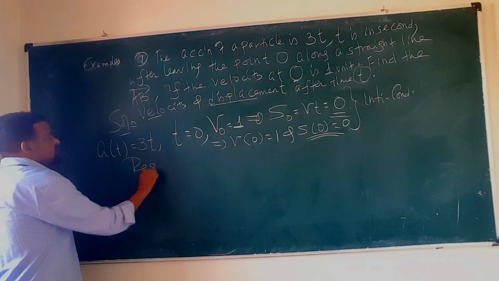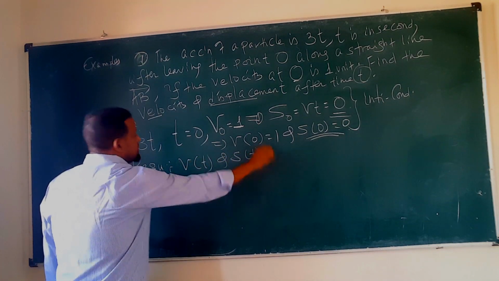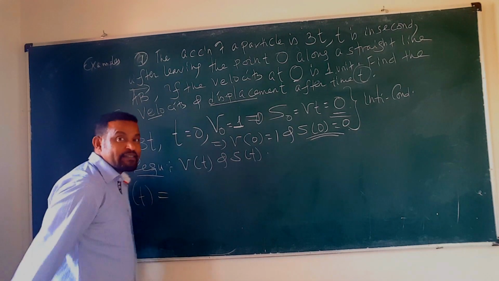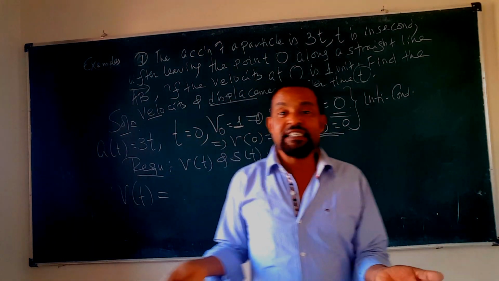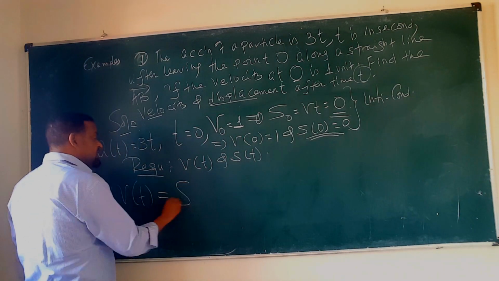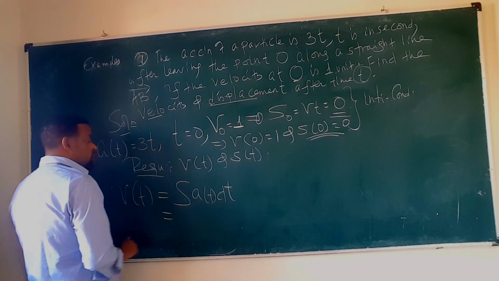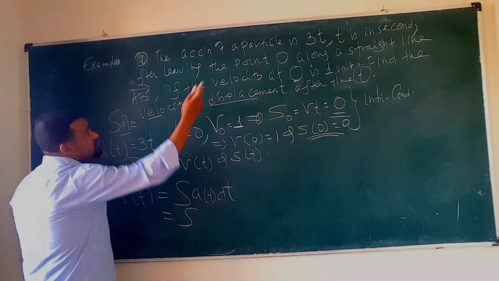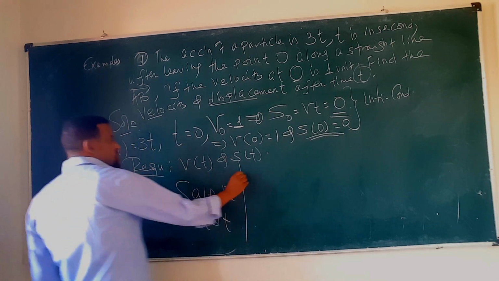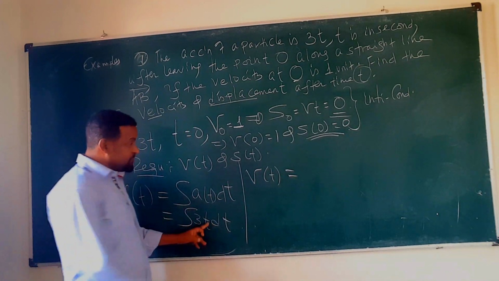So what is required? V of t and displacement as a function of t. We know that velocity as a function of t is given by the integral of the acceleration function a of t with respect to t. So this is the integral of the acceleration function, which is 3t, with respect to dt.